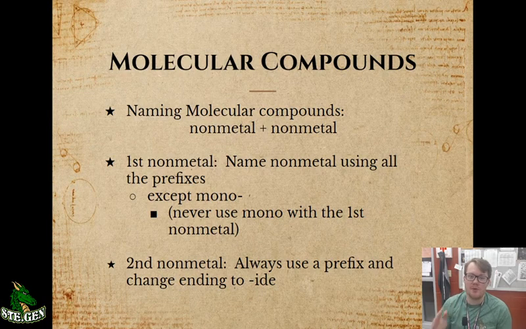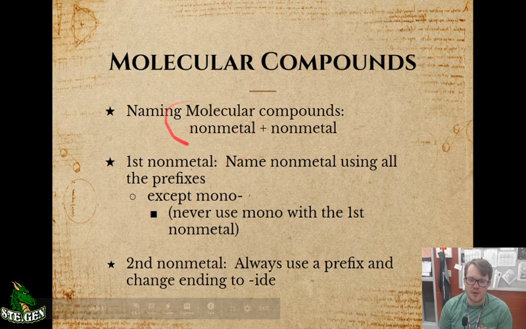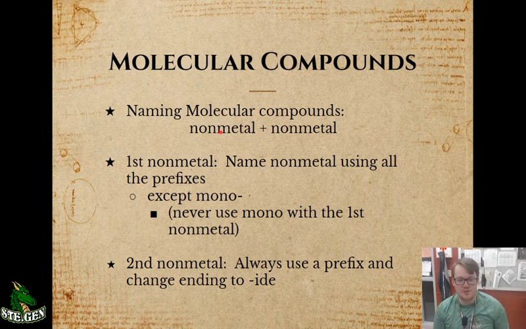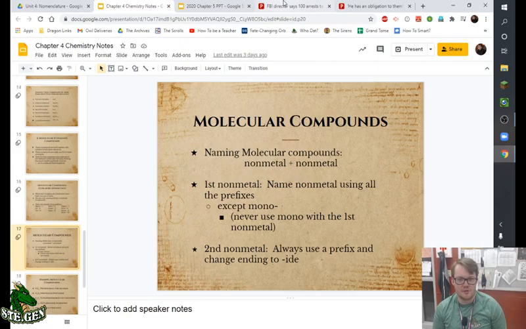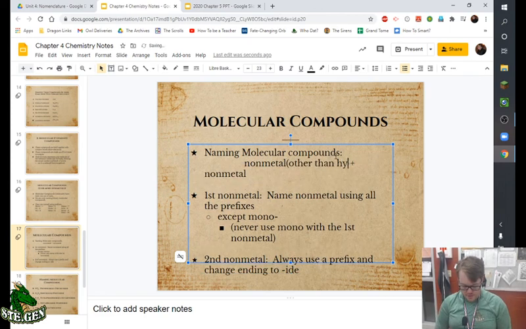So for naming molecular compounds, you first check the first piece. Remember last time we checked if it was a metal or a nonmetal. If it was a metal, it's an ionic compound. If it's a nonmetal that isn't hydrogen, it's a molecular compound.